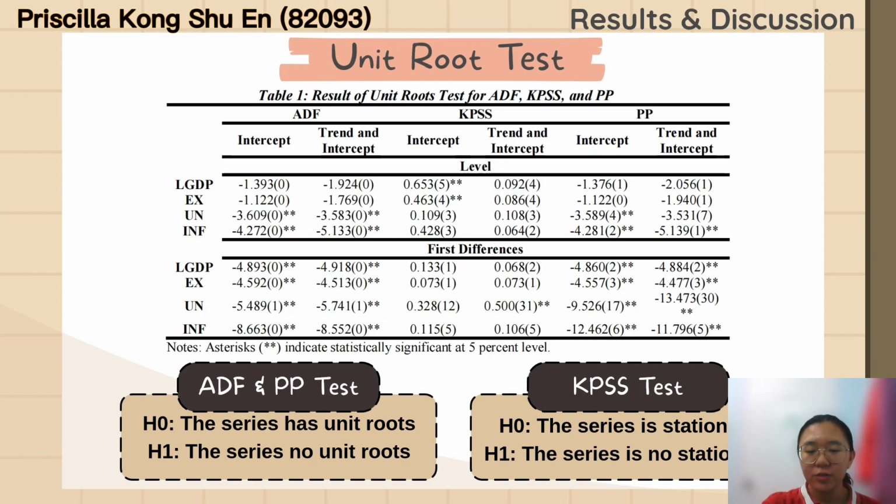For the KPSS test, the null hypothesis is stationary, but hypothesis 1 shows the series is not stationary. The log GDP and the exchange rate show no unit root in the intercept at the level, but all the variables are significant at the first difference, except the interest rate, which is not significant in the trend and intercept of the first level. The inflation is significant at the level and the first difference. Exchange rate is significant at the first difference and the level, with the exchange rate not significant in the intercept at the level.